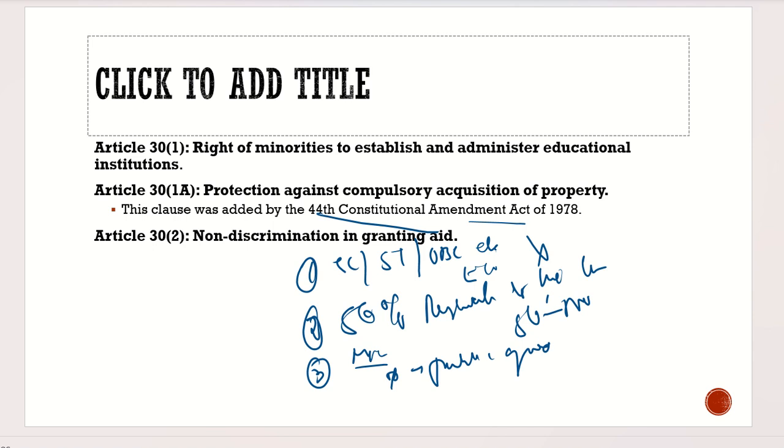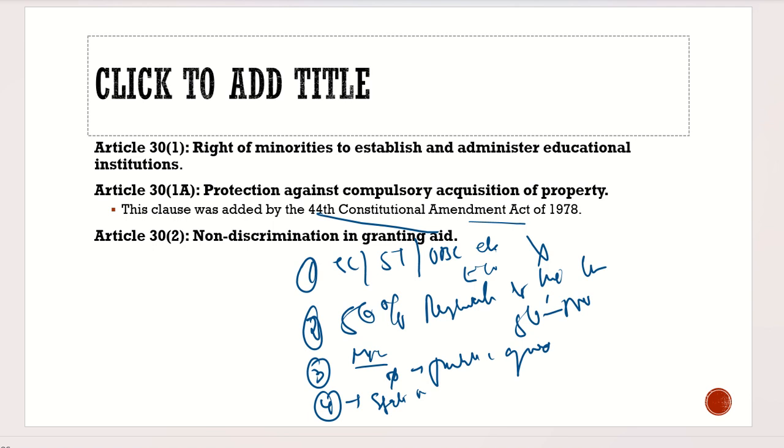And one more protection which they get is that the state usually gives aid to the institutes which are maintained by them. When the state gives aid, they cannot discriminate with respect to minority institutes. If they are giving aid to the central universities, other universities or other colleges, they will also be forced to give this aid to them. They cannot discriminate on the basis that they are minority institutes.